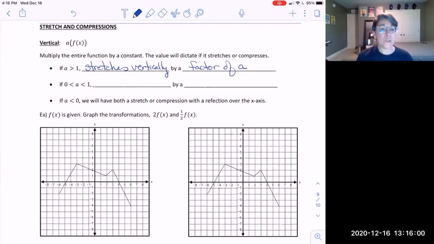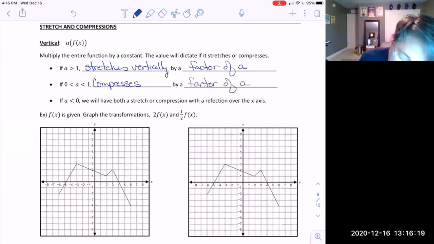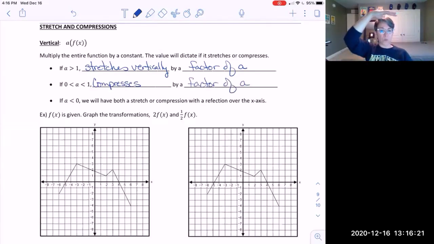If a is between 0 and 1, then it compresses, and it's still vertically, by a factor of a. So all the y values, like if a was 1/2, all the y values get cut in half. So it will compress. Now, a could be negative, but then we're just going back to the reflections. So if a is less than 0, then we have both a stretch or compression with a reflection over the x-axis. So you just combine them both.